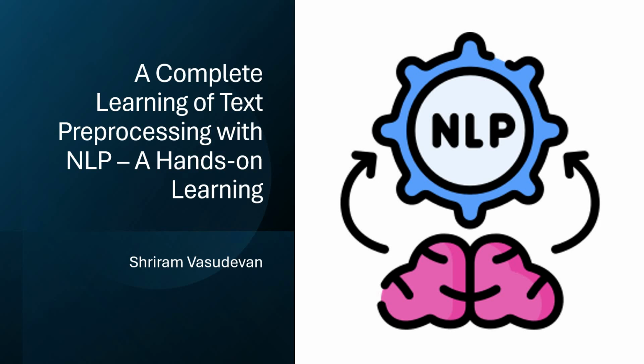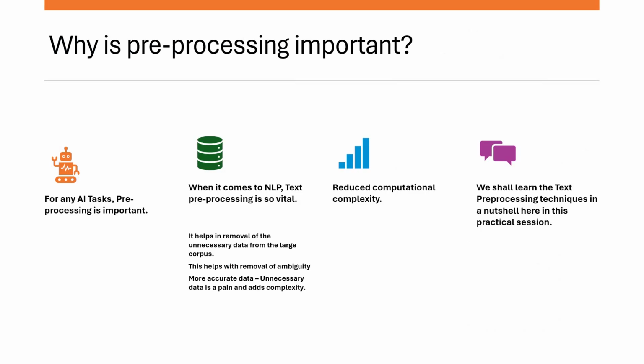Hello friends, welcome back. In this session, we will clearly understand the importance of text preprocessing for NLP applications. We will also give you the sample codes and how we do this kind of text preprocessing for NLP applications through this session. It's going to be very simple, easy to try, and you can use Google Colab to try out all this. So, a complete learning of text preprocessing for NLP applications will be taught in this session. It's going to be easy.